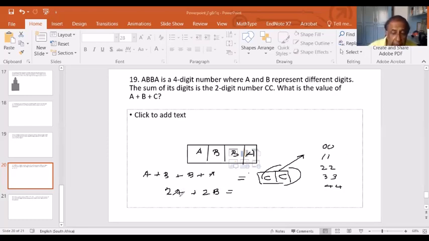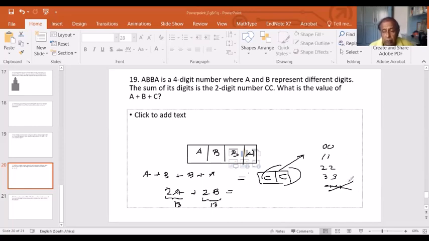This is the same with B. So the largest value that this has is 18, and the largest value that this has is 18. So the largest possible sum is 18 plus 18, which is 36. So we have to rule this possibility out because the sum of those 4 digits cannot be as large as 44.